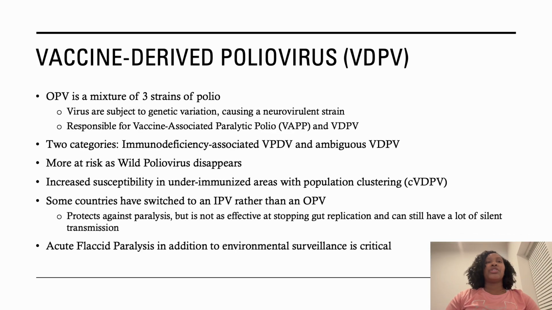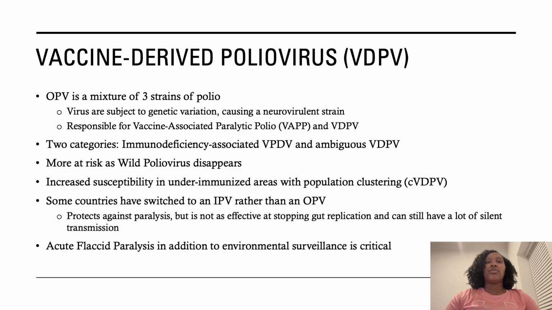OPV is a mixture of 3 strains of polio. The strains are Sabin strains type 1, 2, and 3. Polio is subject to genetic variation, causing a neurovirulent strain. It is responsible for VAPP and VDPV.